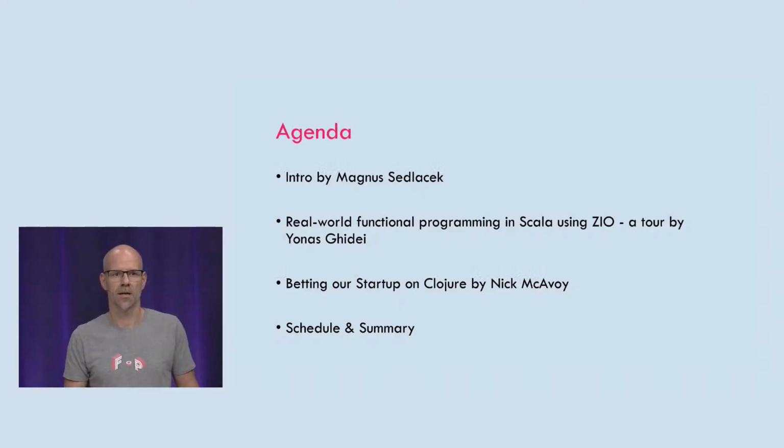And let's head over to the agenda. Today I will do a short intro by me, Magnus. Then we'll have the first presentation: Real-world functional programming in Scala using ZIO, a tour by Yonas. Then we'll go over to Betting our startup on Clojure by Nick, and then in the end I'll do a schedule for the rest of the year, and then a summary of today.